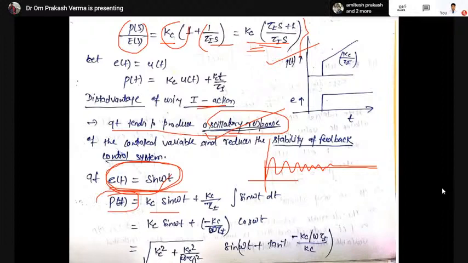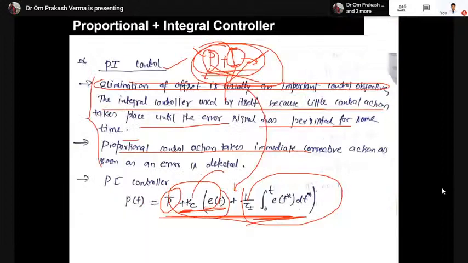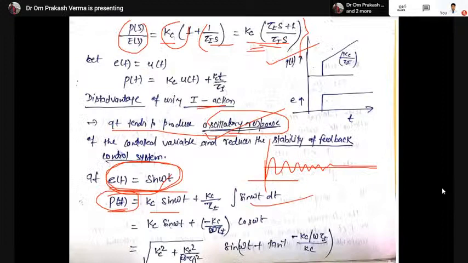So for the first order, for the PT, what will happen when you supply this one as an error? Your equation is like this: P dash equals Kc into Et, where Et is sine omega t, plus 1 upon tau I integral 0 to t of sine omega t dt. So this is the equation, right? Now when you integrate this one, we get minus Kc upon tau I into 1 upon omega cos omega t.